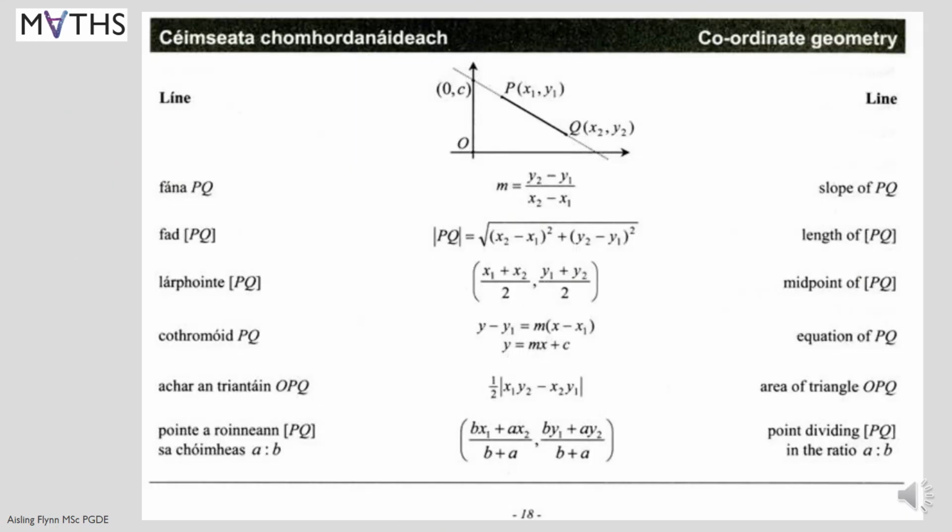Here's the page in the formula and tables book. You'd be looking for coordinate geometry, you'd be looking for the line, and you'd be looking for the word equation, so not slope, not length, not midpoint, but equation of PQ. And here we see the formula for inputting our values, and here you see the other one that we're familiar with, y equals mx plus c.